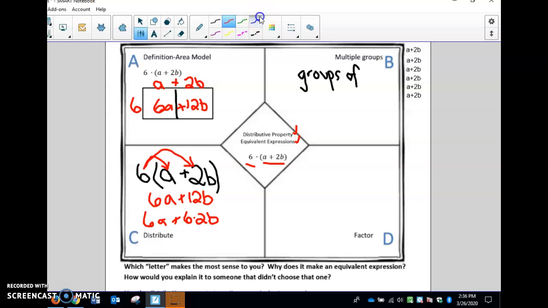So if I'm going like I did in the last example, I've got right here 4 different equivalent expressions. My original expression, I've got this expression, which you can see in the area model or the distributive model. So I'm just going to check it here. And I've got this expression.